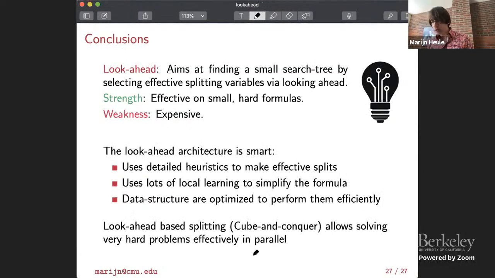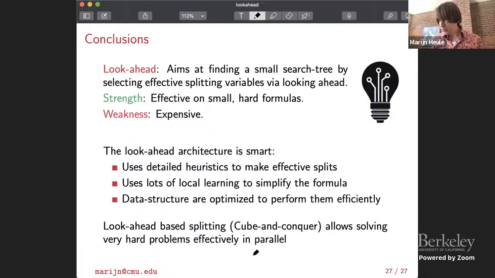Now to conclude, I presented some aspects of the look-ahead architecture. Look-ahead tries to be smart instead of trying to be fast, and it tries to be smart both by picking the right variable, and an aspect that I really didn't talk about much is it tries to be smart by picking the right branch. This is very effective on small and hard formulas, and also can be used very effectively for some hard problems in combination with CDCL.